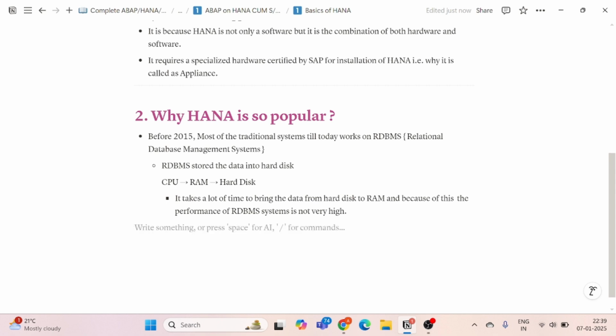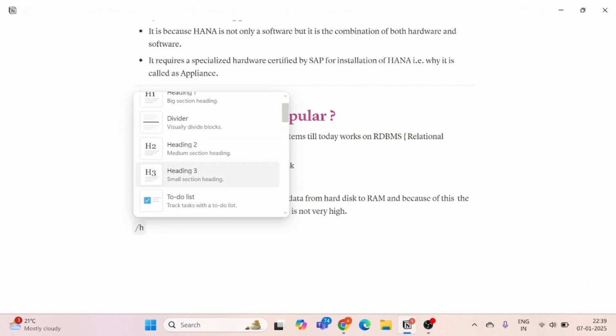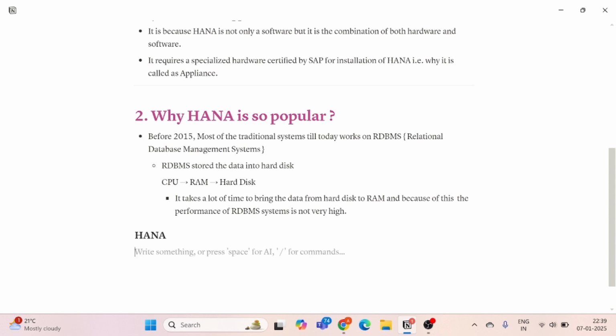But what did SAP do? SAP came with an idea: that we are simply going to store all our active data, all our data, in the RAM only. That is an in-memory database.